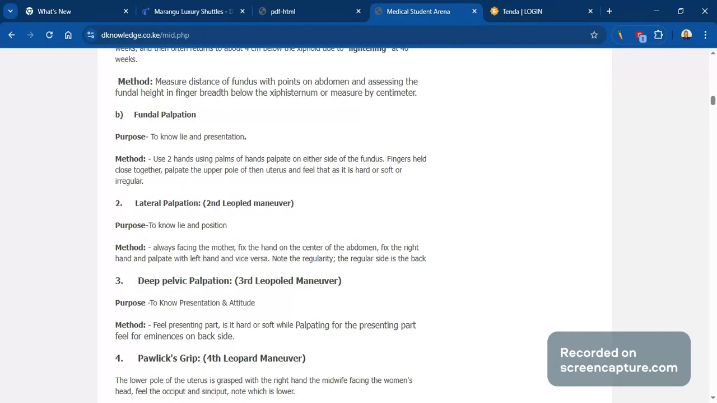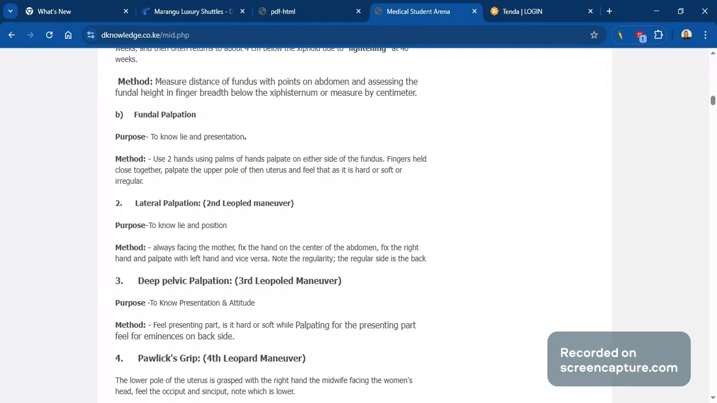Always face the mother. Fix the hand on the center of the abdomen. Fix the right hand and palpate with the left, and vice versa. Note the regularity, and the regular side is the back.